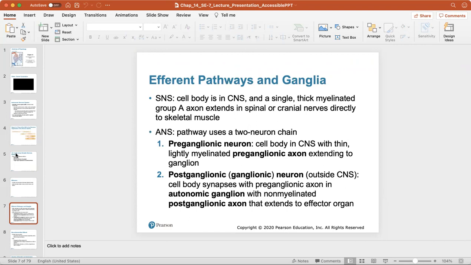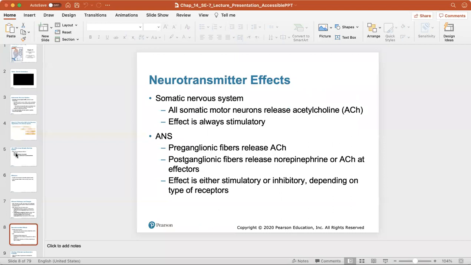In the somatic nervous system, a cell body is in the central nervous system, and a single thick myelinated group A axon extends in the spinal or cranial nerves directly to skeletal muscle. In the autonomic nervous system, you have a 2-neuron chain pathway with a preganglionic neuron and a postganglionic neuron. Because we're dealing with muscles, the neurotransmitter most often used in the somatic nervous system is acetylcholine, and the effect is always stimulatory. So it stimulates a response in your skeletal muscle to contract.